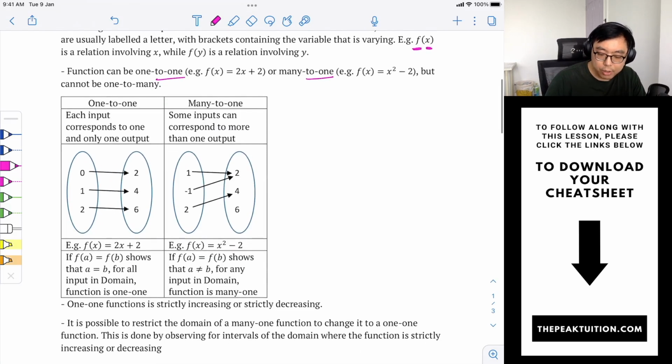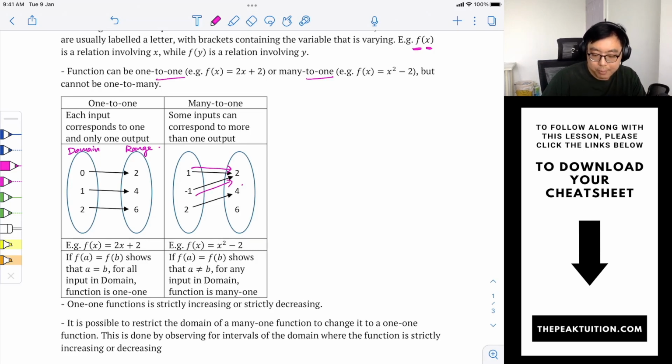How it looks for functions mapping between domain and range is shown in these diagrams. So the domain is on the left and the range is on the right. For one-to-one functions, each input can map only to one and only one output, whereas for many-to-one functions, some inputs can correspond to more than one output. Like in the case of these arrows, you see that both 1 and -1 can correspond to 2.